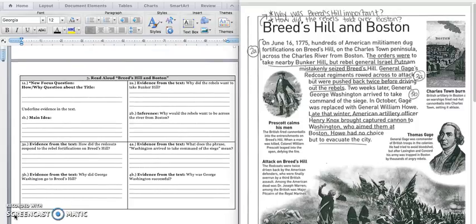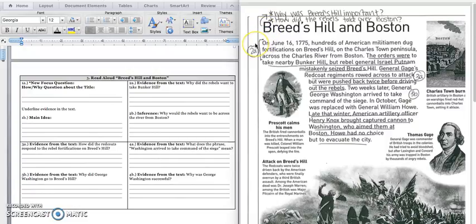Go ahead and turn the page, and before we begin reading, remember we have a nonfiction text, so we're going to ask a how or why question about the title. There are two how or why questions you could ask. The first one is, why was Breed's Hill important? And the second one is, how did the rebels take over Boston? Press pause to write down your answer and play when you're ready to read.